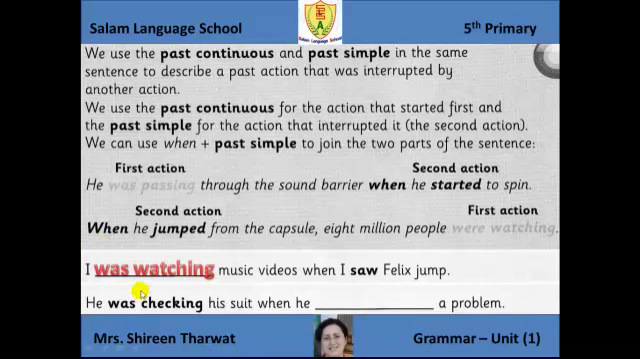Example 2. He was checking his suit when he discovered a problem. Here is the first action, he was checking his suit. When he, here we will put the second action, discovered a problem. We put the second action in the past simple. So I'll tell you again. We put the first action in the past continuous, but the second action in the past simple.